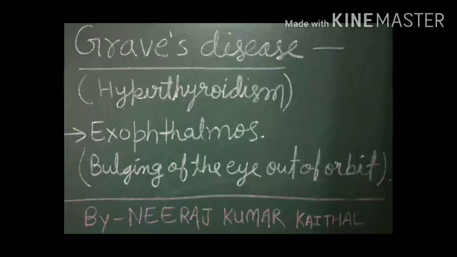Next is Graves' disease. Graves' disease is also known as hyperthyroidism. In this condition, important sign and symptom is exophthalmos. Exophthalmos means bulging of the eye out of the orbit.